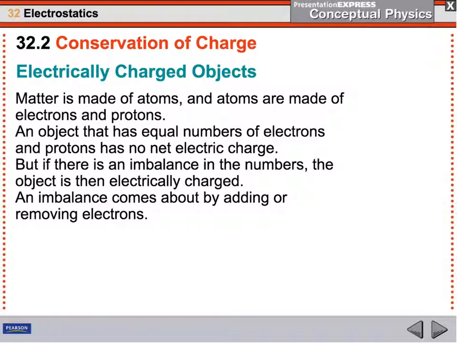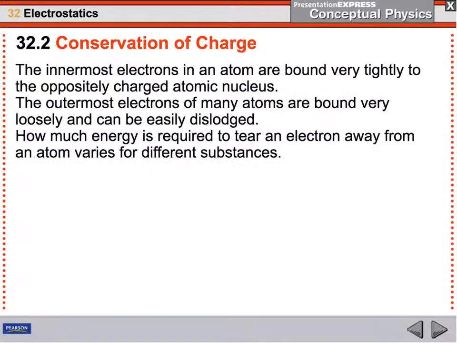Okay, electrically charged objects. Matter is made of atoms, and atoms are made of electrons and protons. An object that has equal numbers of electrons and protons has no net electric charge. But if there is an imbalance in the numbers, the object is electrically charged. An imbalance comes about by adding or removing electrons. Again, like I said, only electrons are going to be moving around, so only your negative charges move from place to place. You either lose a negative or you gain a negative.